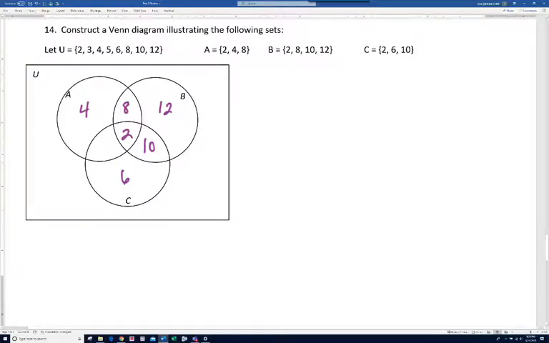Now we're not quite done here. Don't forget, we need to look at the universal set and add anything outside the 3 circles that we don't already have. So what are we missing here? That would be 3 and 5. So 3 and 5 should be in the rectangular portion of the Venn diagram outside the circles. All right, let's move on to number 15.